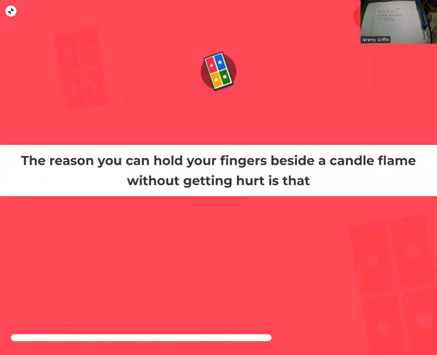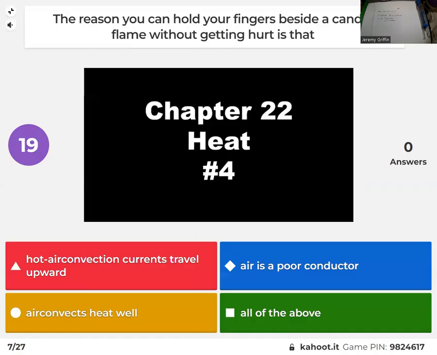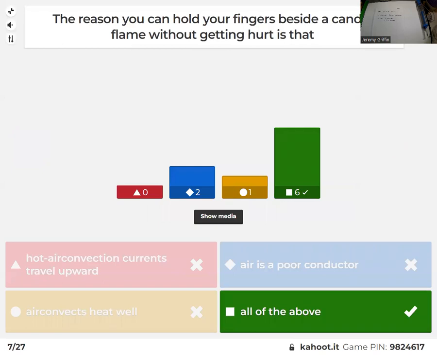The reason you can hold your fingers beside a candle flame without getting too burnt is why. Yeah, all this would be true. And so the candle flame is going to be radiating away heat energy. So radiation is one type of heat transfer. No, there's probably going to be no conduction. So air is a poor conductor, right?